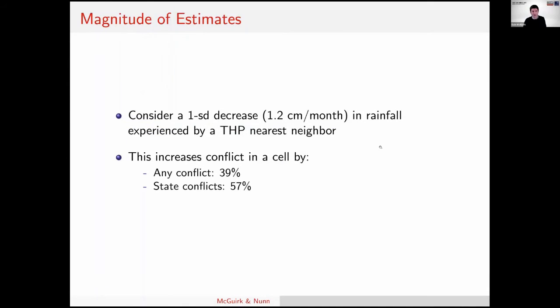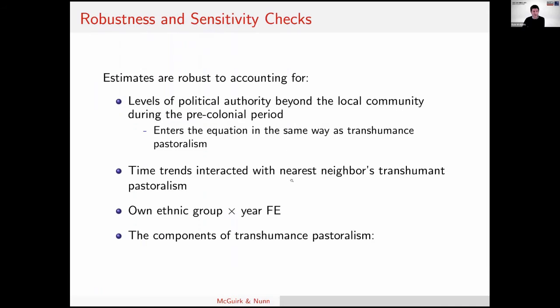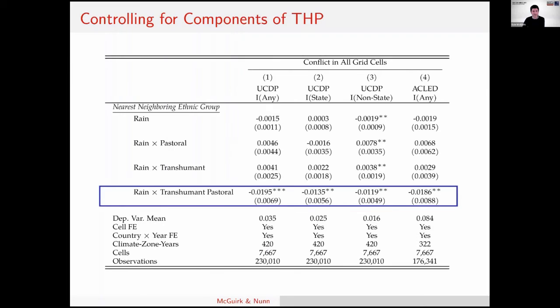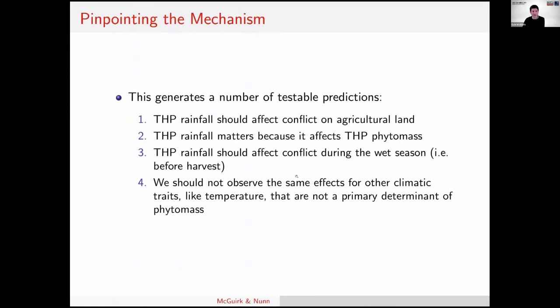To give you a sense of the magnitudes, a 1 standard deviation decrease in rainfall experienced by a pastoral neighbor increases conflict by about 39% of the mean if we're looking at any conflict, 57% if we're looking at state-involved conflicts. Okay, there's the usual sort of battery of robustness and sensitivity. Let me just jump to the mechanisms.